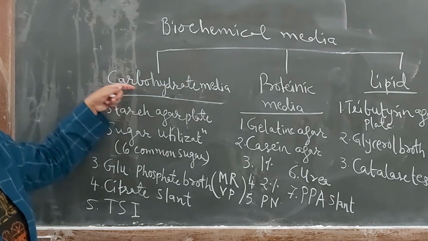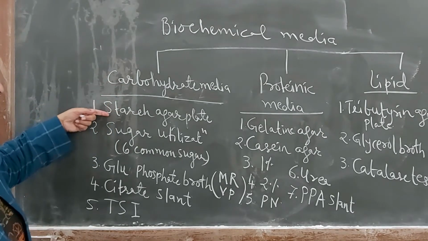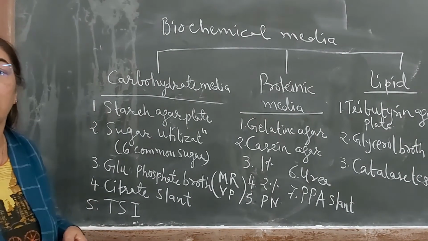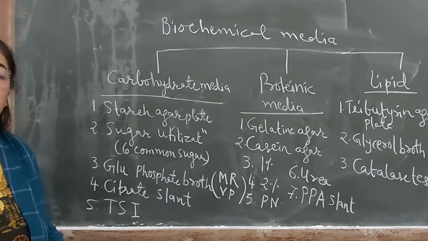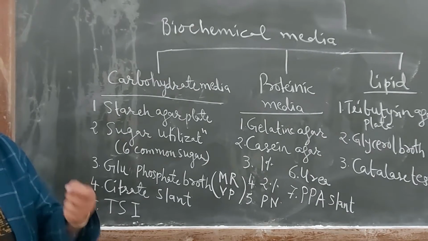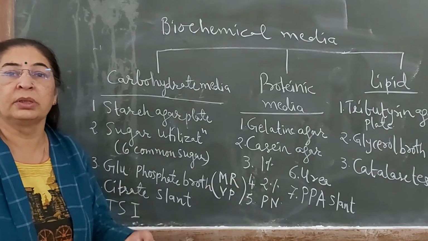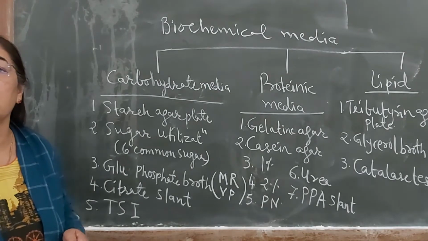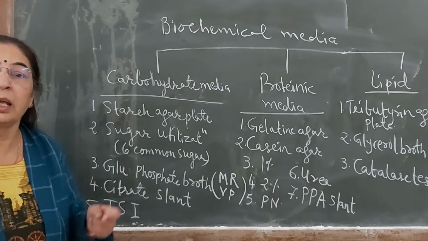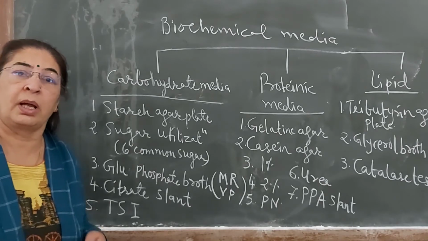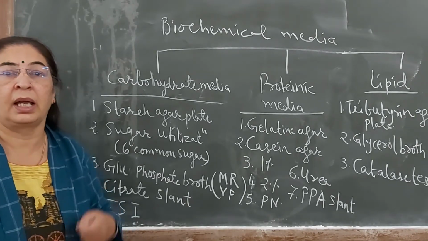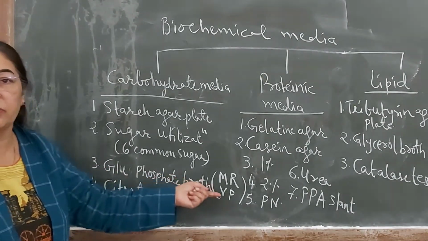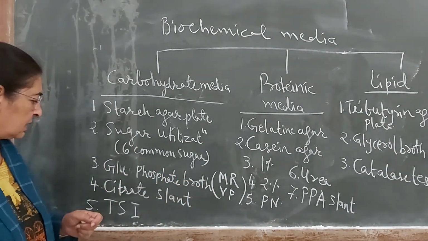Let us see which are carbohydrate media. Starch, being a polysaccharide, is one of the carbohydrate media where the enzymes are produced by the bacterial colony. If they have produced amylase enzyme, they are going to utilize the starch. There are 6 common sugars we can take into this experiment, like glucose, galactose, lactose, maltose, sucrose, and one of the alcoholic sugar, mannitol. Glucose phosphate growth is meant for methyl red and Voges-Proskauer test.